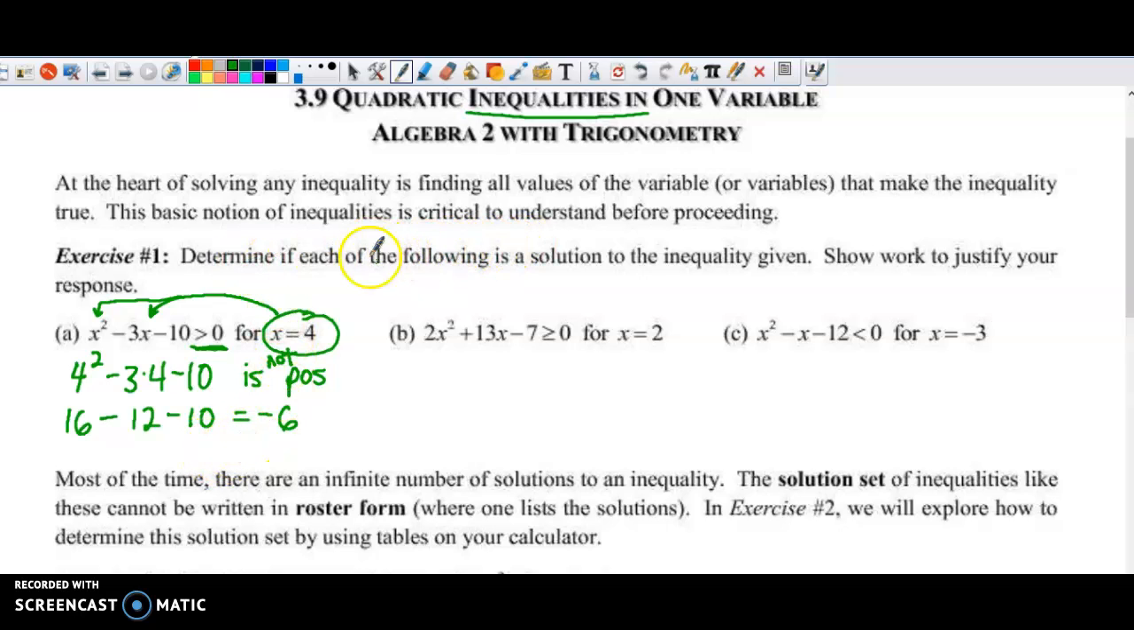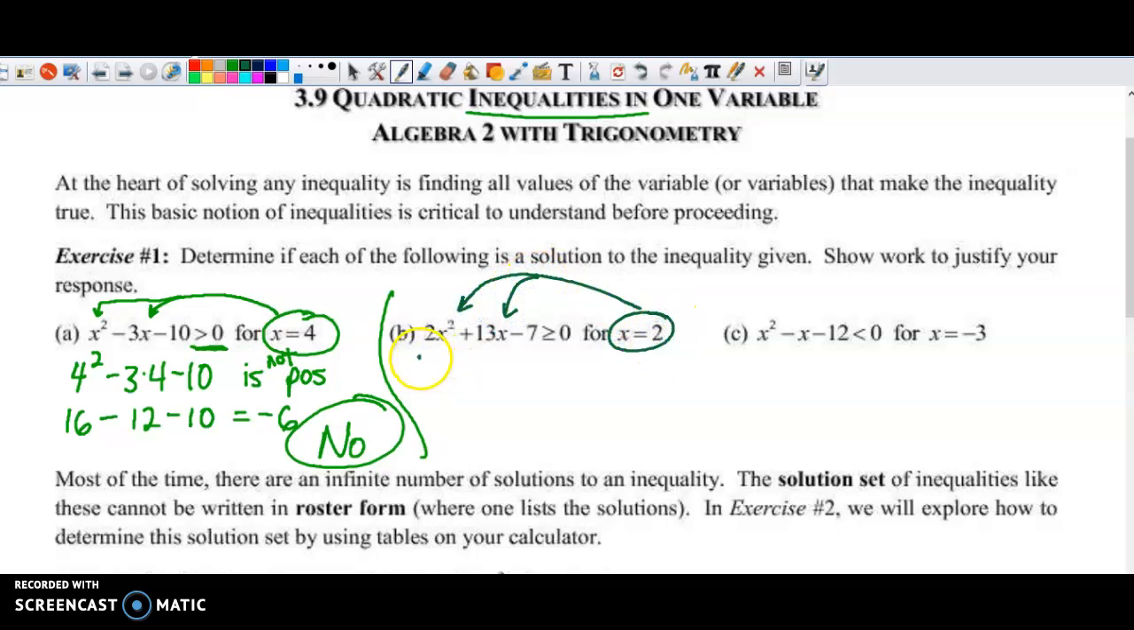Determine if each of the following is a solution. I'm just going to write down no for letter A. So as I move on to the next one, do the same thing. Just remember to do the exponent before you multiply. So 2 times 2 squared, and then 13 times 2 minus 7. This time it can equal 0, but also be positive. Is that positive?